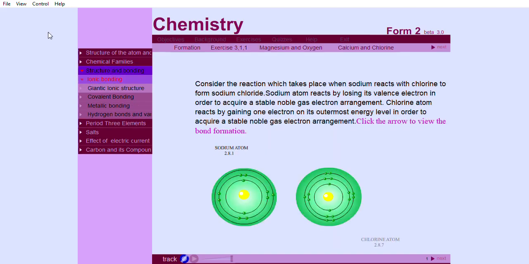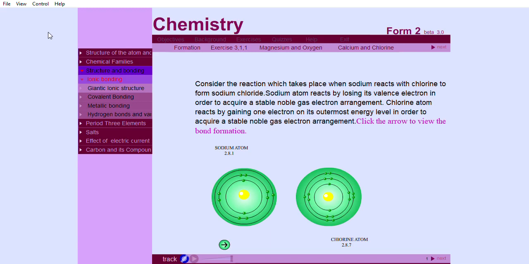Consider the reaction which takes place when sodium reacts with chlorine to form sodium chloride. Sodium atom reacts by losing its valency electron in order to acquire a stable noble gas electron arrangement. Chlorine atom reacts by gaining one electron on its outermost energy level in order to acquire a stable noble gas electron arrangement. In the reaction between sodium and chlorine, sodium atom loses its outermost electron to form a sodium ion.